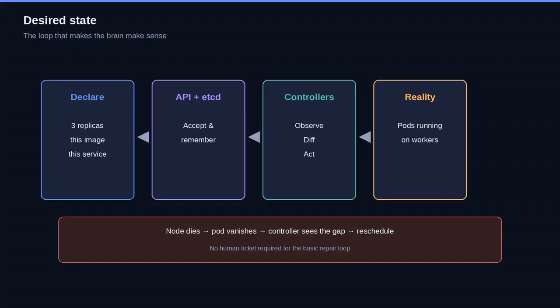The scheduler only places work. The controllers keep reality honest over time. That loop, observe, diff, act, is why Kubernetes feels self-healing instead of merely scripted. EKS does not remove that loop. It hosts the loop's brain so the loop keeps running while you sleep.